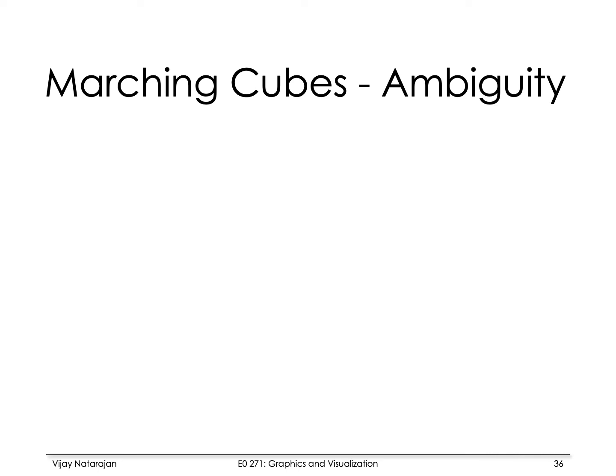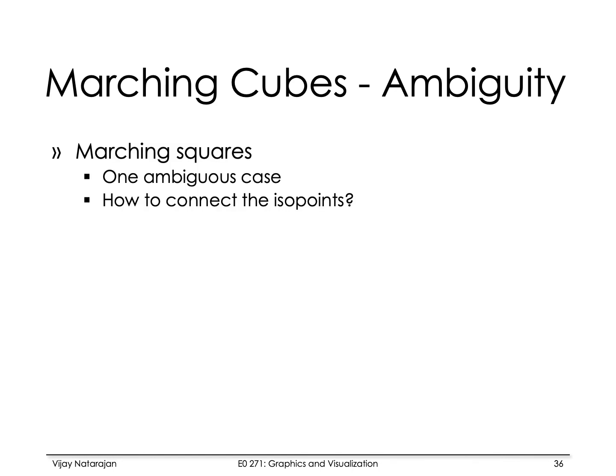To summarize, we talked about ambiguity in the marching cubes case table. This ambiguity arises in 2D as well. In fact, there is only one ambiguous case in the marching squares problem, the 2D version of the marching cubes. So the problem here is, how do I connect the iso points? The solution from the asymptotic decider works here beautifully.